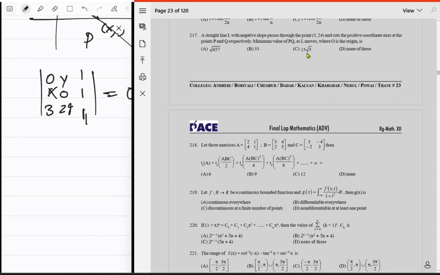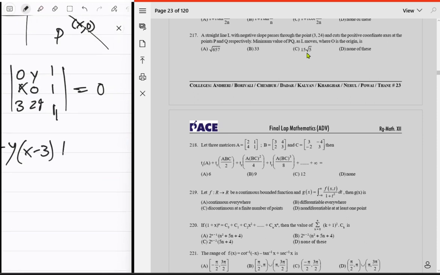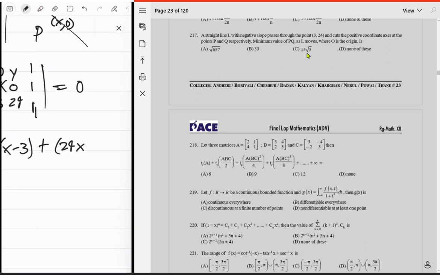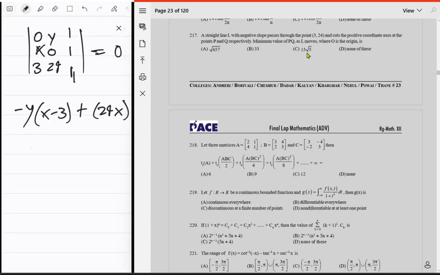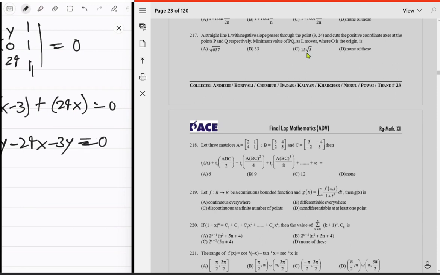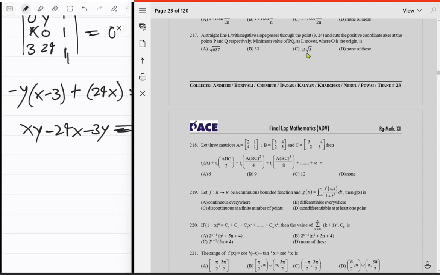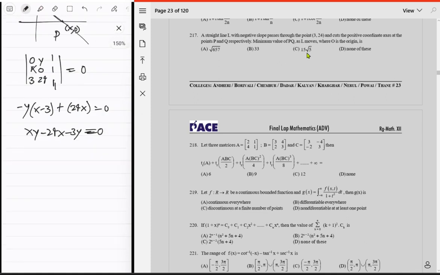Okay, this was already 0. Okay, great. So what do you get? Y, or negative y times the cofactor, minus, just x minus 3, and then plus 1 times this minor, it's just 24x minus 0. Okay, that's equal to 0, right? Which means like what? xy minus 24x minus 3y equal to 0, right? This should happen.